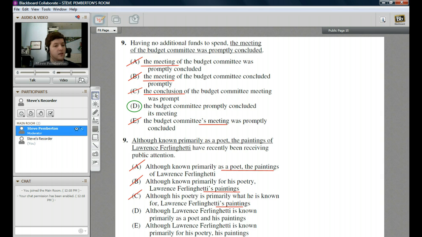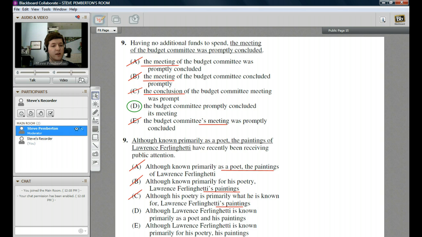So we can leave D. And then E, although Lawrence Ferlinghetti is known primarily for his poetry, his paintings, etc. Both of them don't repeat the same error as A. So we have to make a new decision on which one do we choose. So looking at D again and comparing it to E, they're pretty similar. Even the first, out of the two lines of each, the top line's the same. So let's focus on the second line of each. Primarily as a poet and his paintings.